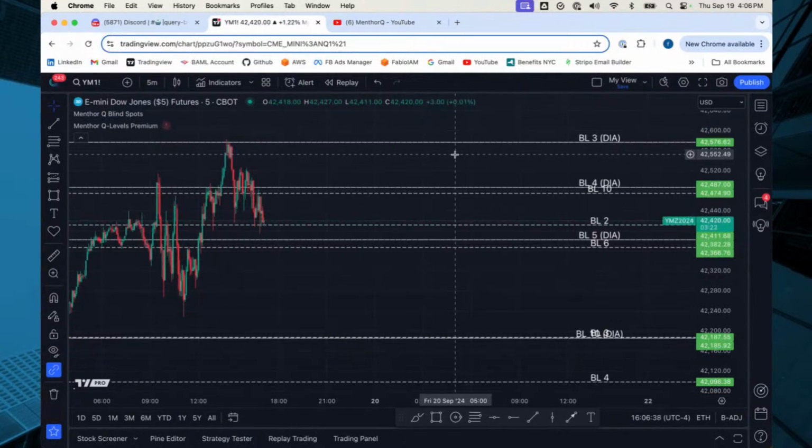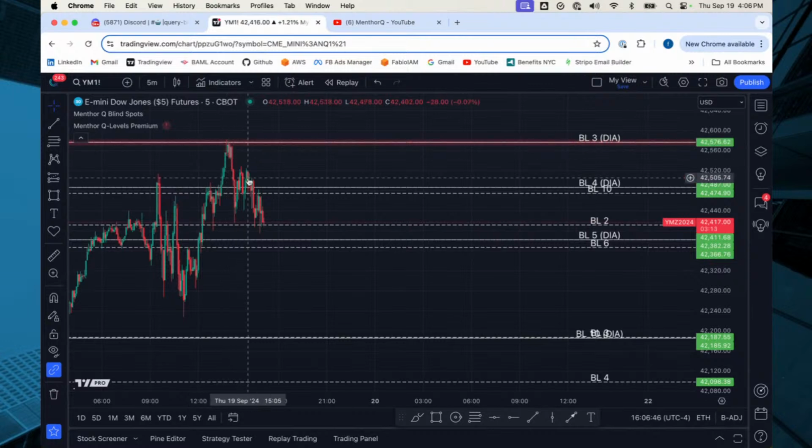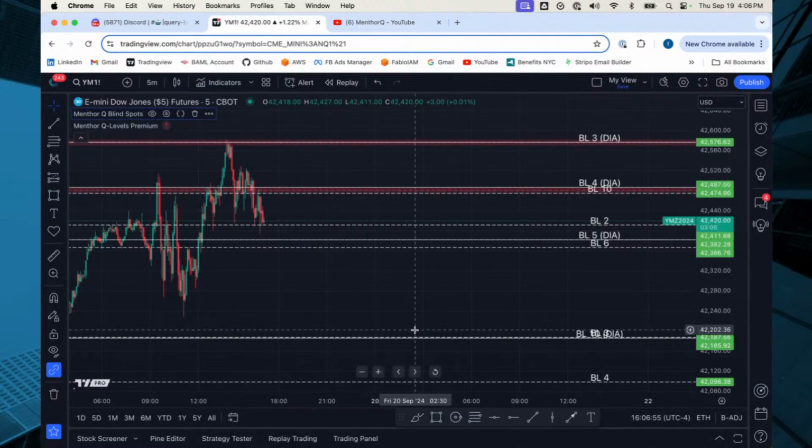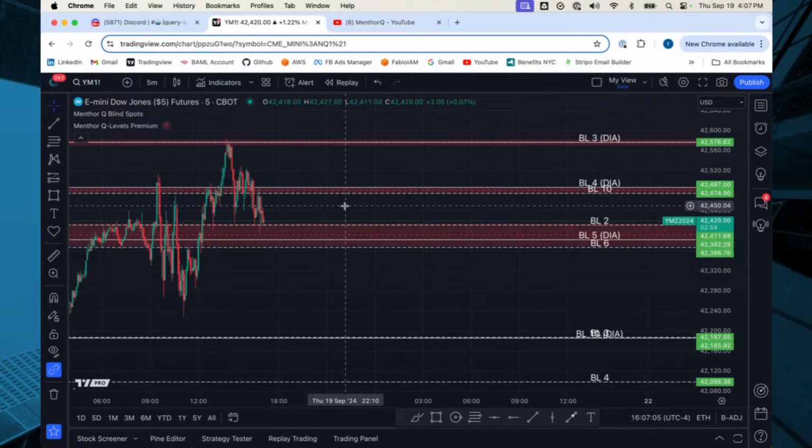As we can see, very clear from today, blind spot 3 from DIA was a pivot point for a correction during the day. Then blind spot level 4 was a congestion area for the day on DIA, and blind spot level 10 on YM. And then we have all this area here, which was also a big reaction area. I don't know if you want to add anything, Patrick, there.